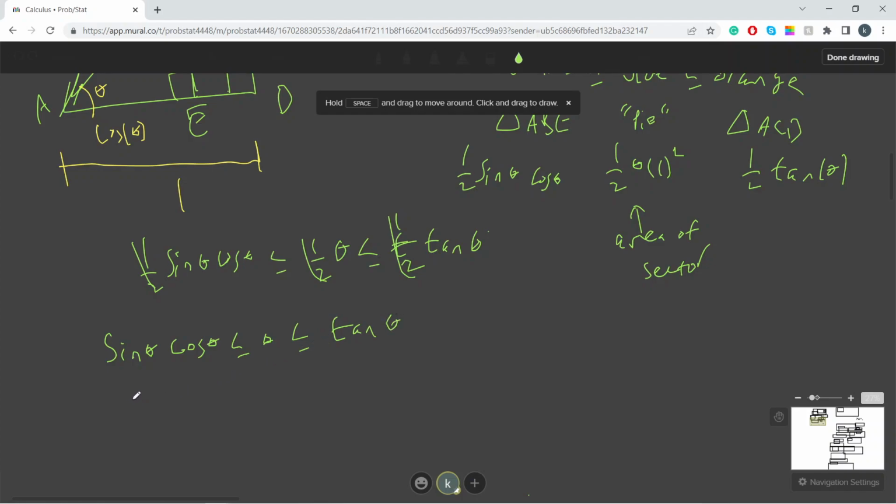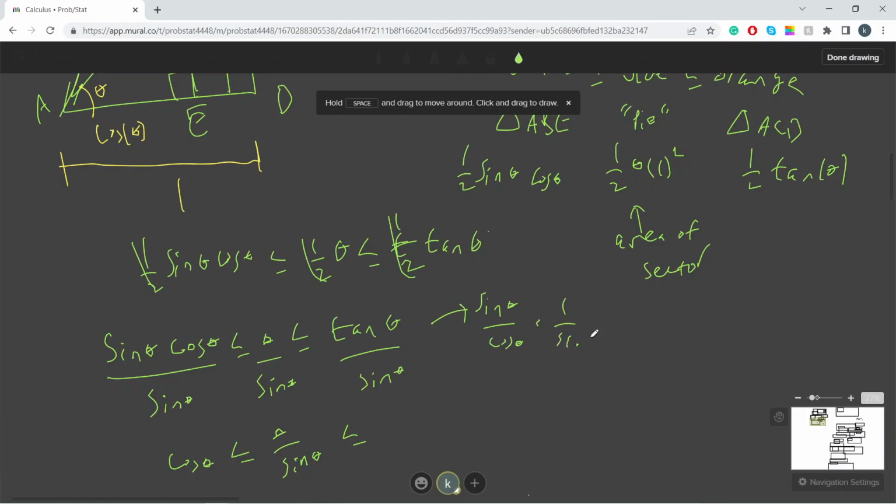Okay, now what can we do here? Well, we want to get the expression sine theta over theta, right? So what we can do is divide both sides by sine theta. And we're left with cosine theta less than or equal to theta over sine theta less than or equal to, so tangent is sine over cosine, times 1 over sine theta. So this is going to be 1 over cosine theta.